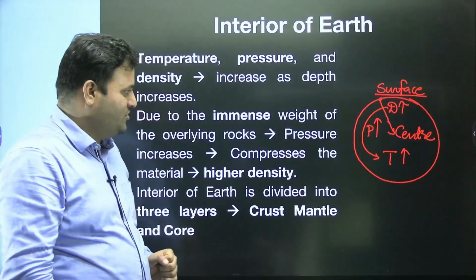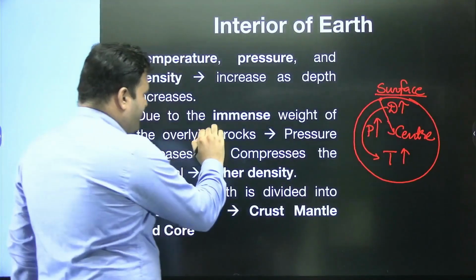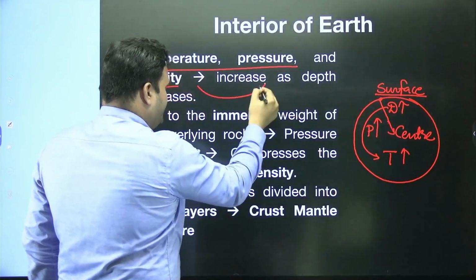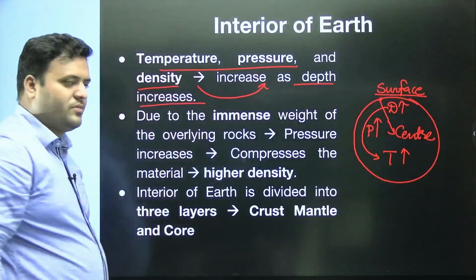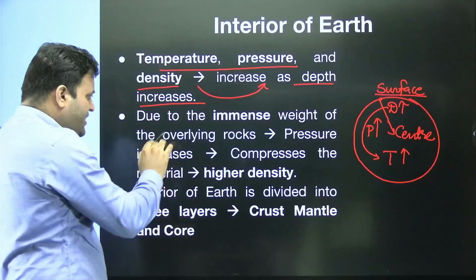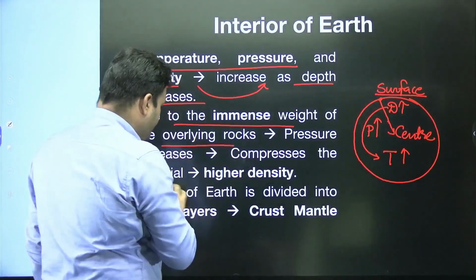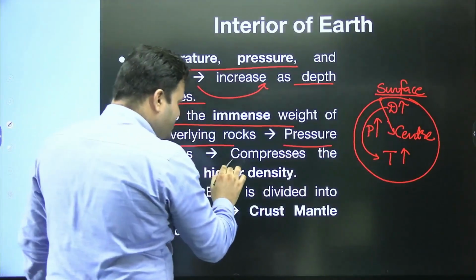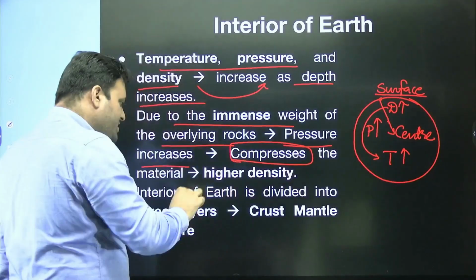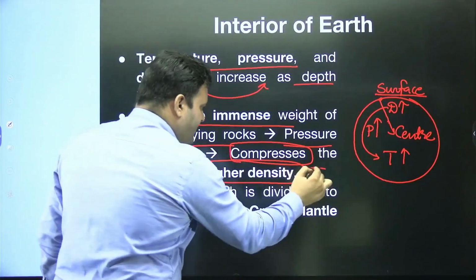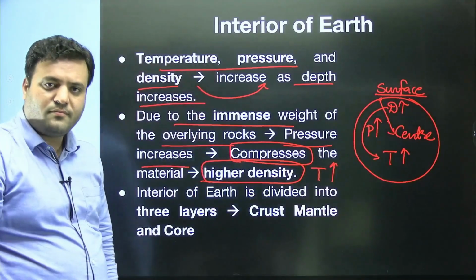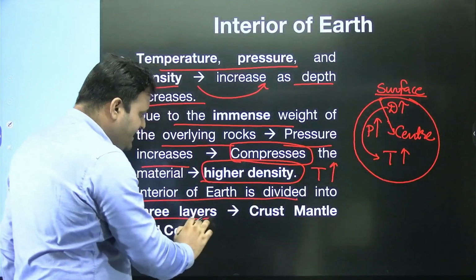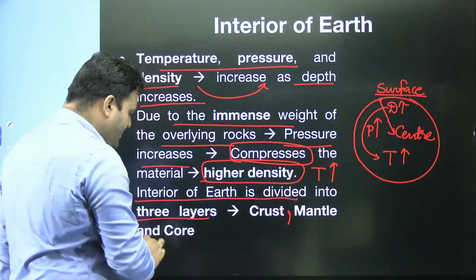So due to this, we can say temperature, pressure, and density will increase as depth increases. Due to the immense weight of overlying rocks, pressure increases. When the pressure is there, it causes compression. Compression will cause what? Higher density and an increase in temperature. Further, we can say that the interior of Earth is divided into three layers: crust, mantle, and core.